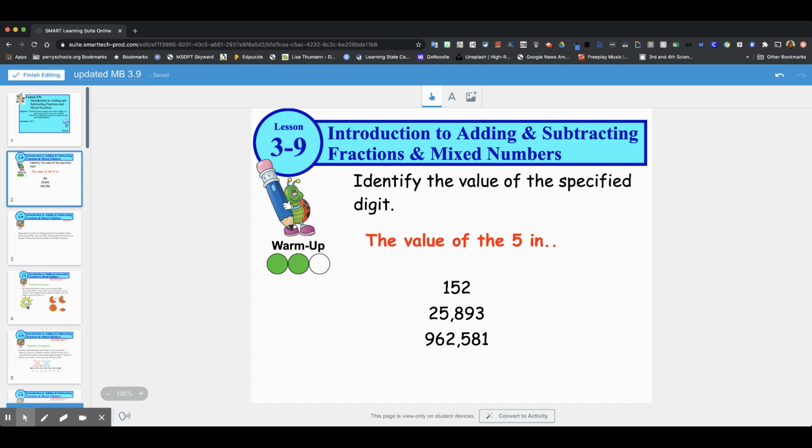In 25,893, the 5 is in the thousands place, so our 5 is worth 5,000. And in 962,581, we see our 5 is in the hundreds place, meaning it's worth 500.